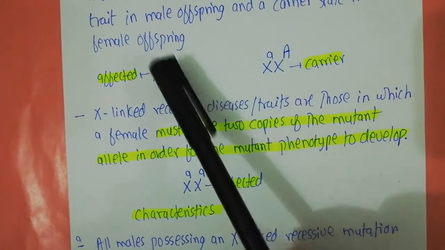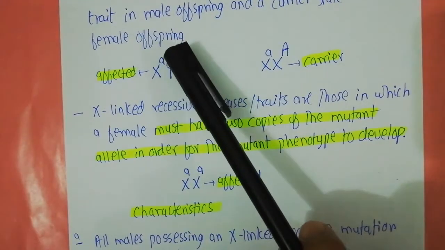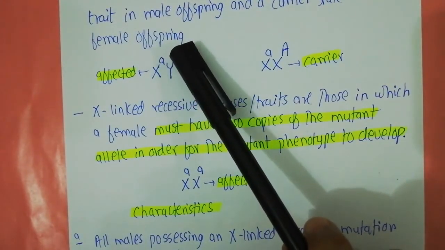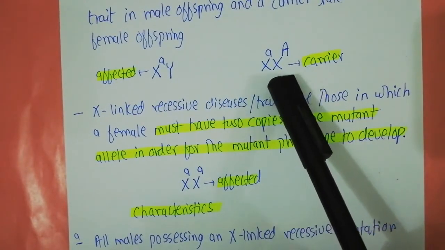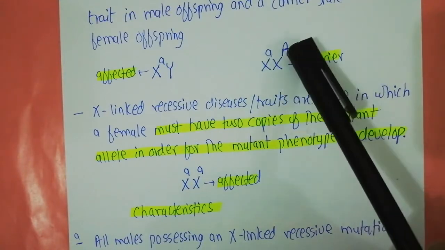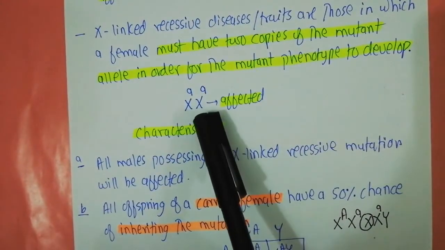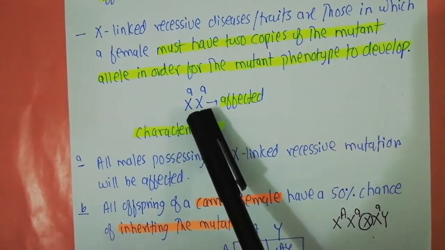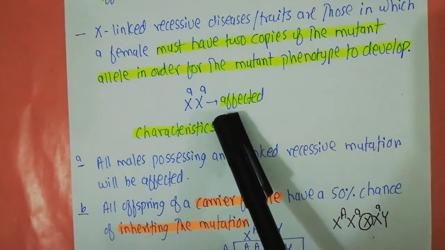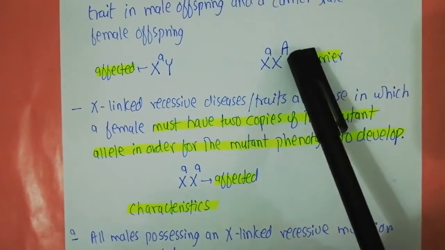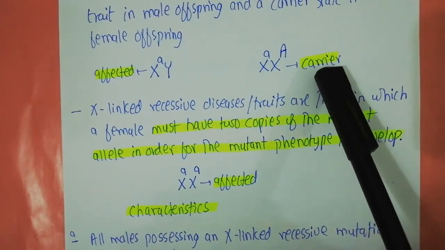So if you talk about the males, a male has a single X chromosome, and if he gets one copy of the mutant allele on his only X chromosome, he is going to show you the disease. But if you talk about the females, if they have one mutant copy and one normal copy, they will be the carrier, and the female will be affected only in the case when both of the X chromosomes carry the mutant allele. In this case the female is affected, and when she has one normal copy on one of the X chromosomes, she will be a carrier and will not show that particular phenotype.